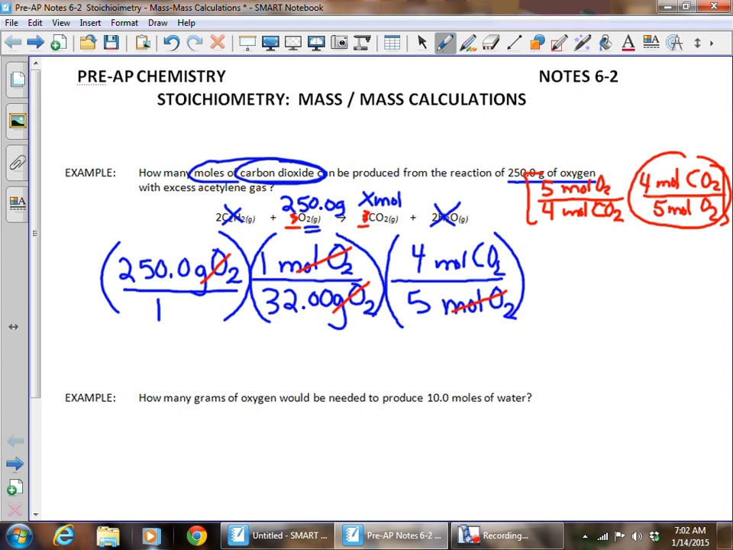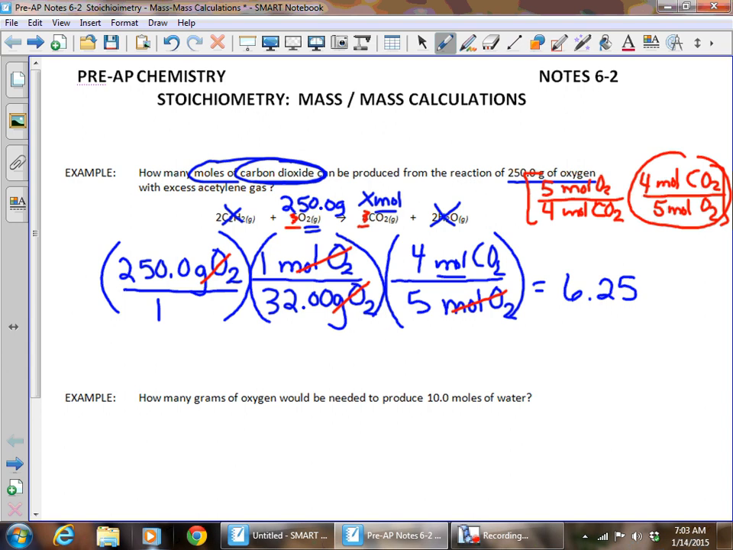Now, once you've used the mole ratio, start checking, because you want to make sure that you have your answer in the correct units. And since we're trying to get to moles of CO2, that's exactly what we have here. So it's time to stop the problem. Don't keep going. And we're going to solve this by taking 250 divided by 32 times 4 divided by 5. And when we do, we get 6.25 even.